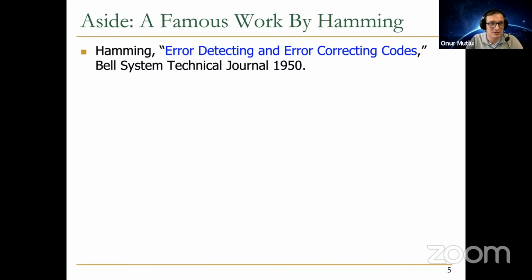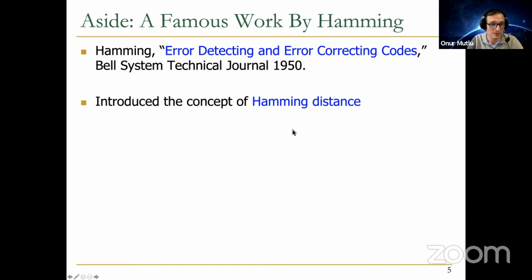Okay, so somebody asked, is this person Hamming the person from the Hamming distance? And the answer is yes, basically. Richard Hamming, this is an aside, and I'd recommend taking a look at it. It introduces the concept of Hamming distance as well as error detecting and correcting codes.